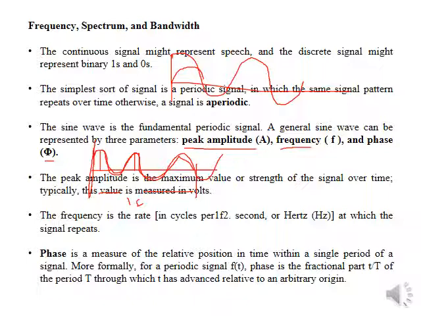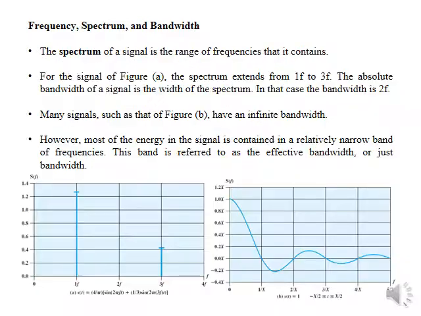The peak amplitude is the maximum value or strength of the signal over time. Typically the value is measured in volts. The frequency is the rate at which the signal repeats, and phase is the measure of the relative position in time within a single period of signal. More formally, for a periodic signal f of t, phase is the fractional part t over the period T through which t has advanced relative to an arbitrary origin.